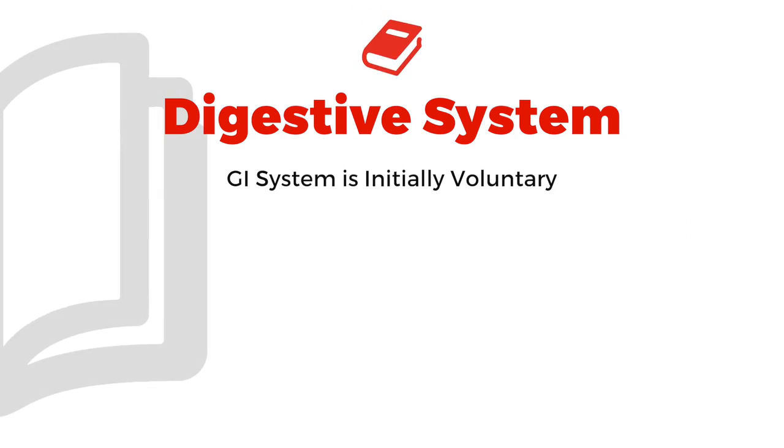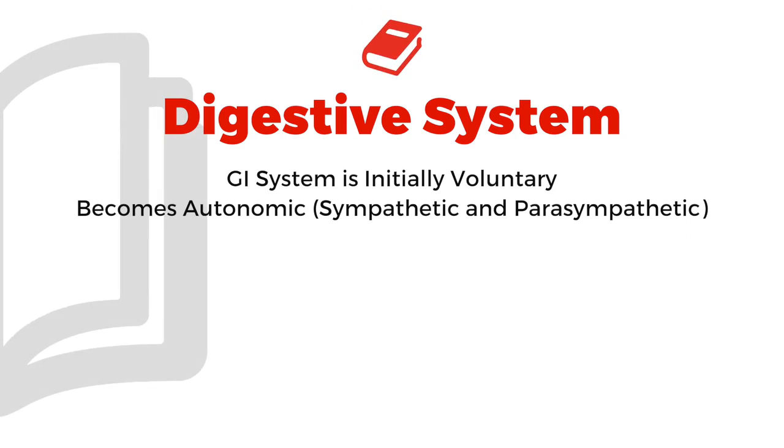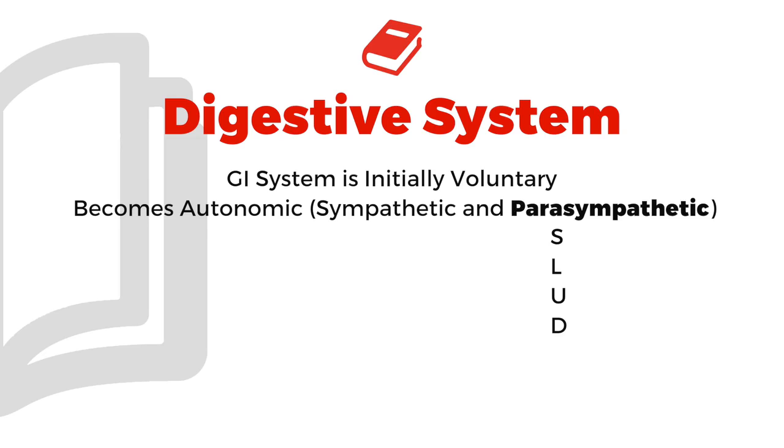Second bullet point is initially voluntary, and then it becomes autonomic, parasympathetic and sympathetic. Remind yourself the function of the parasympathetic nervous system, okay? Because that's going to stimulate digestion, right? So if you make an arrow to your left or right on your notes, write this mnemonic for parasympathetic. It's SLUD, S-L-U-D: salivation, lacrimation, urination, defecation, okay? So when you think about parasympathetic nerve supply, you want to think it does SLUD.